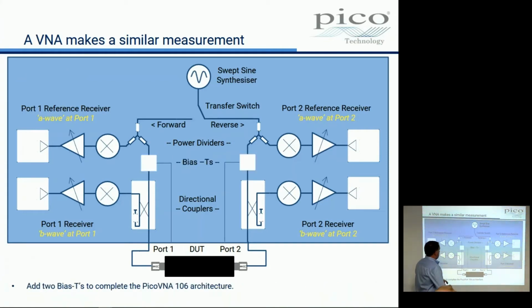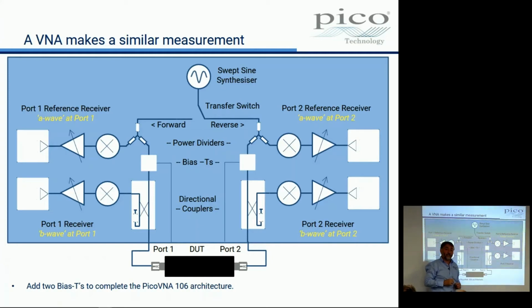I'm just going to add there, I've added a couple of bias Ts, and then you've got the full architecture of our scope. Sorry, our VNA. Bias Ts, what are they all about? Well, if this DUT was an amplifier, say a transistor, it might be a transistor on a board, I might have to provide some power to the transistor on the board, and in RF amplifiers you can do that through its output. Yeah? So I could feed the power to the amplifier through the bias T.